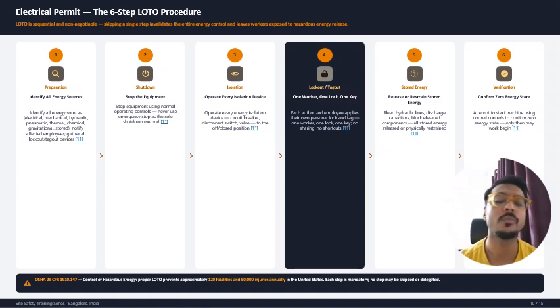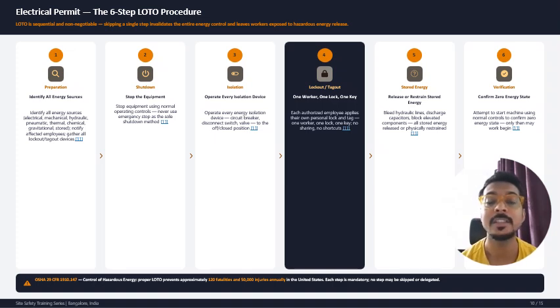Step one: identify all the energy, whatever energy it is. Maybe it is thermal, chemical, or hydraulic, not only electrical. So in each and every area we are supposed to identify it. Step two: stop the equipment using the normal operating controls. Never use the emergency stop or a sudden shutdown. Each and every time we should do that.